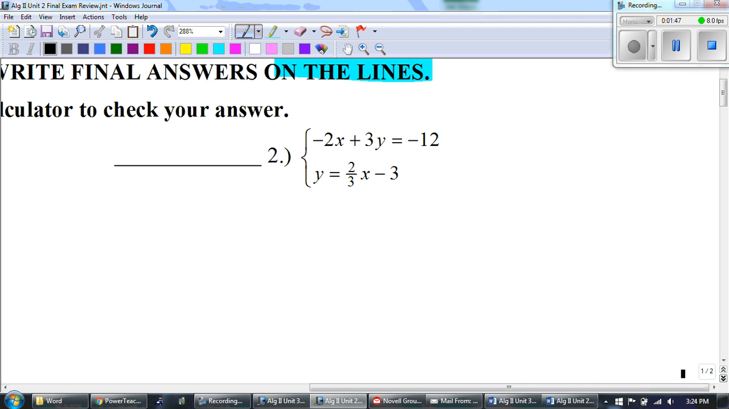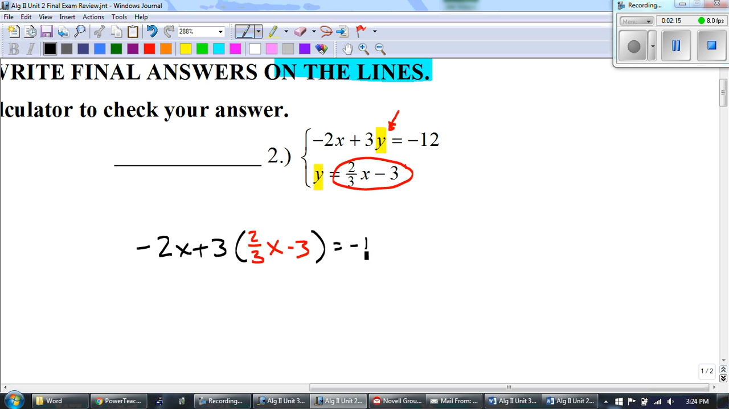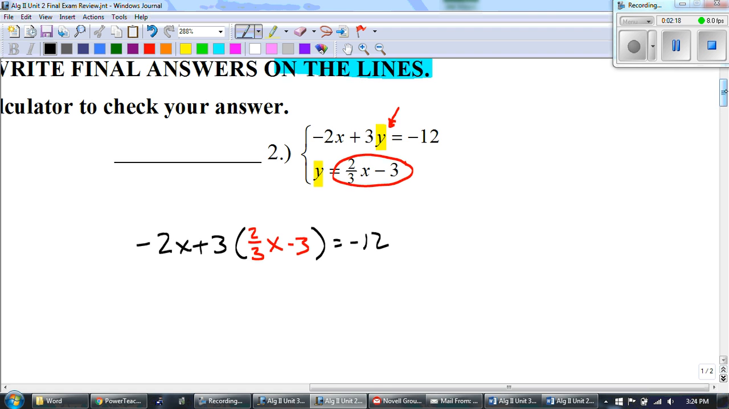All right, number 2. The first thing I notice is that there's a variable by itself, and the variable is y. So when a variable's by itself, I circle what it equals, and then I'm going to plug it in. Okay, so I have 2x plus 3, and then I'm going to plug in the 2/3 x minus 3. This is called the substitution method. And that equals negative 12.